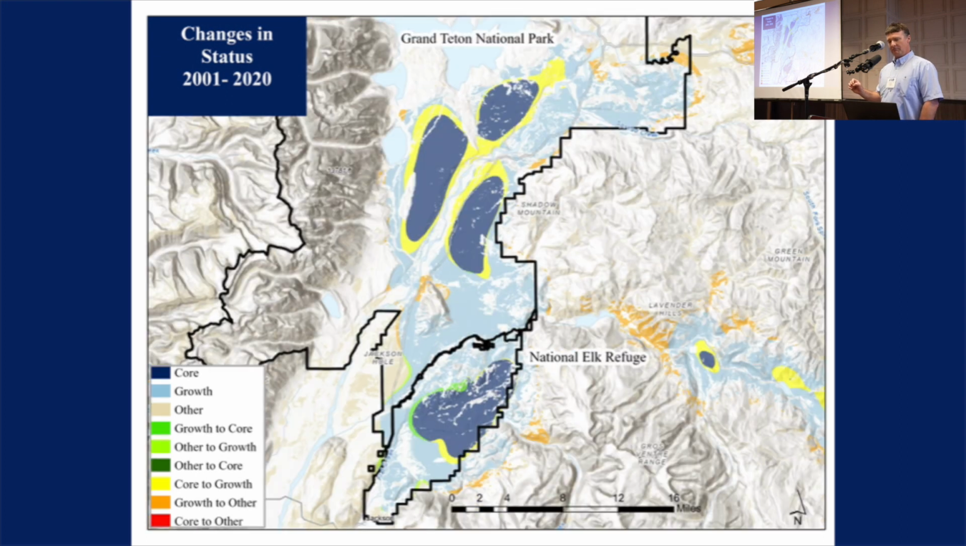Real quickly, looking at Grand Teton National Park, the National Elk Refuge, and the Jackson Hole, a much smaller local landscape. Key here is almost all the core in that landscape is either in the parks or on the refuges. We really control our own destiny there to protect some really nice high elevation sagebrush.